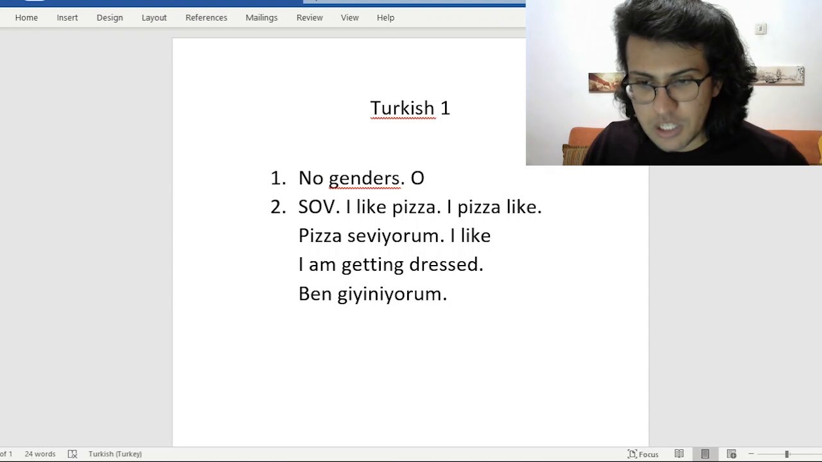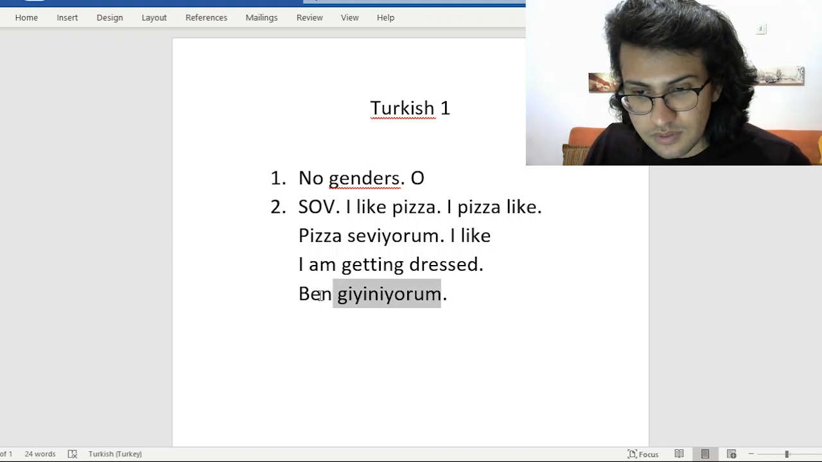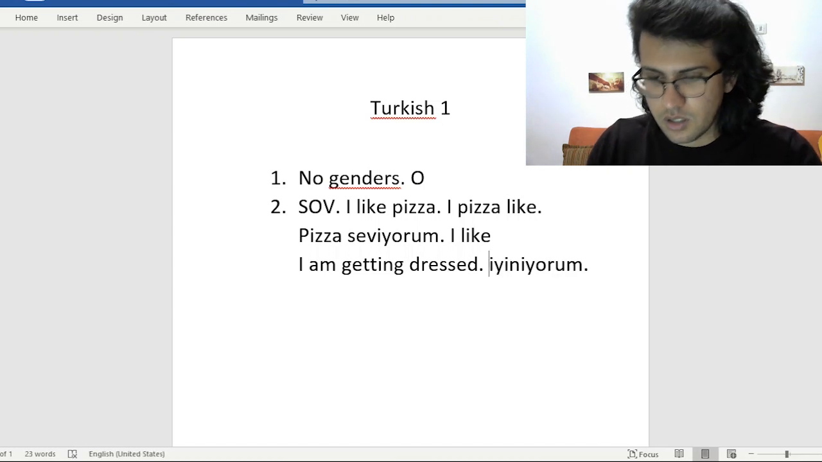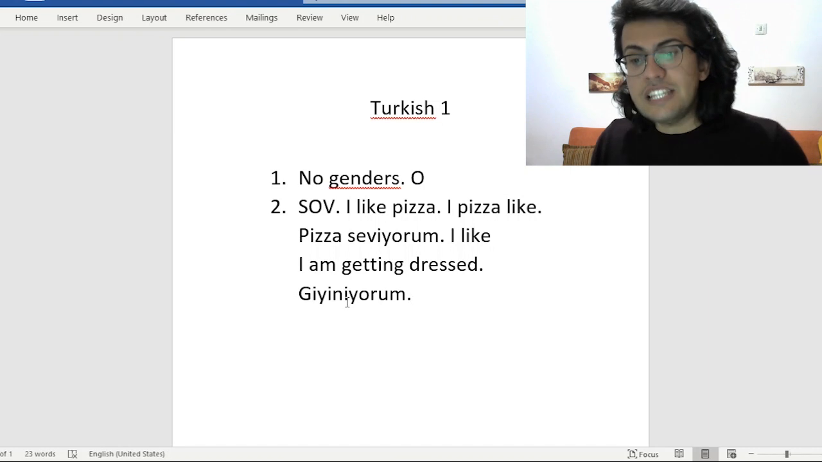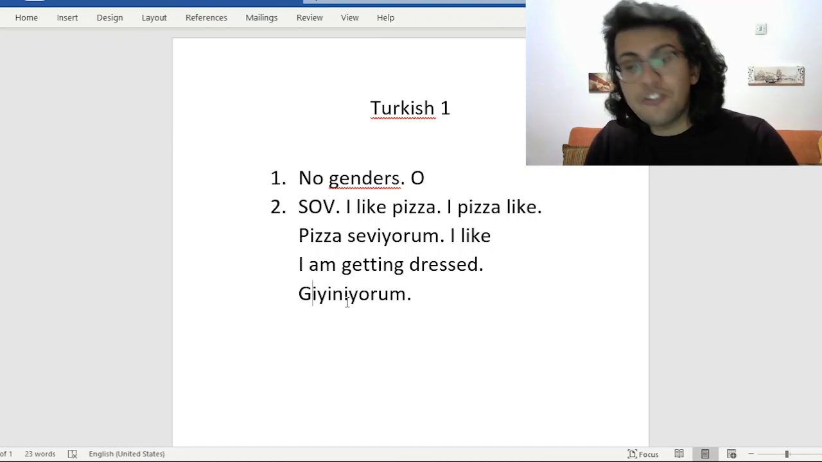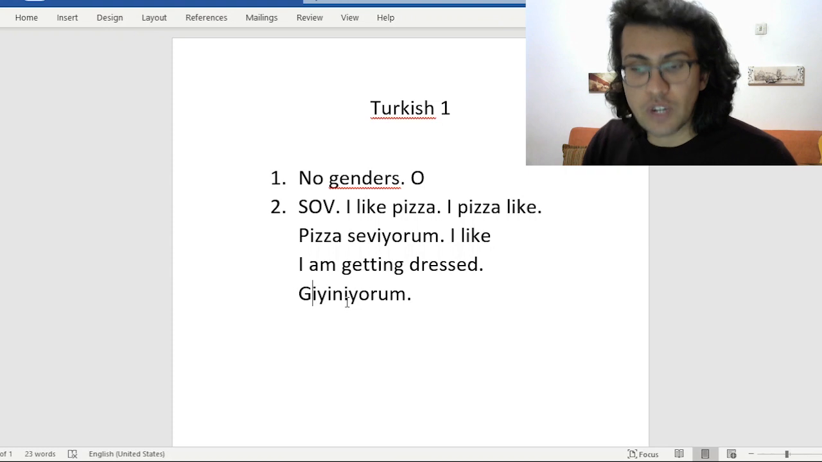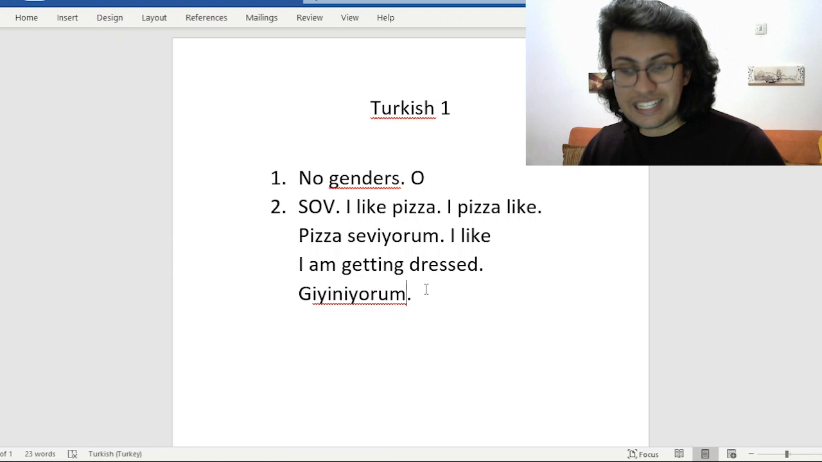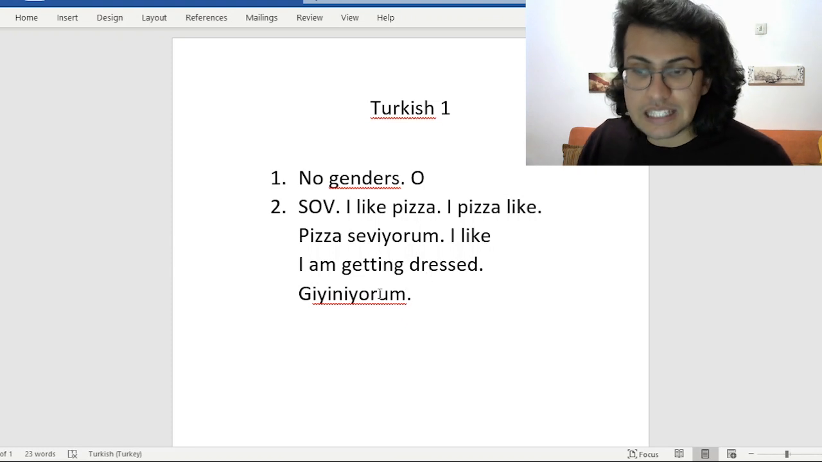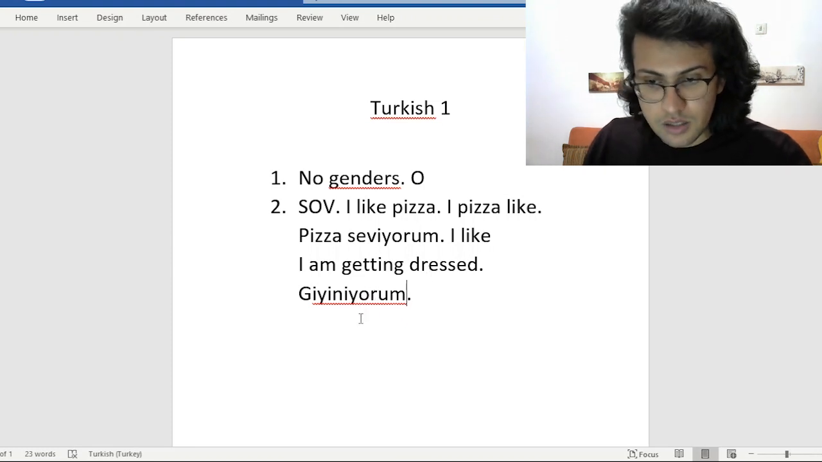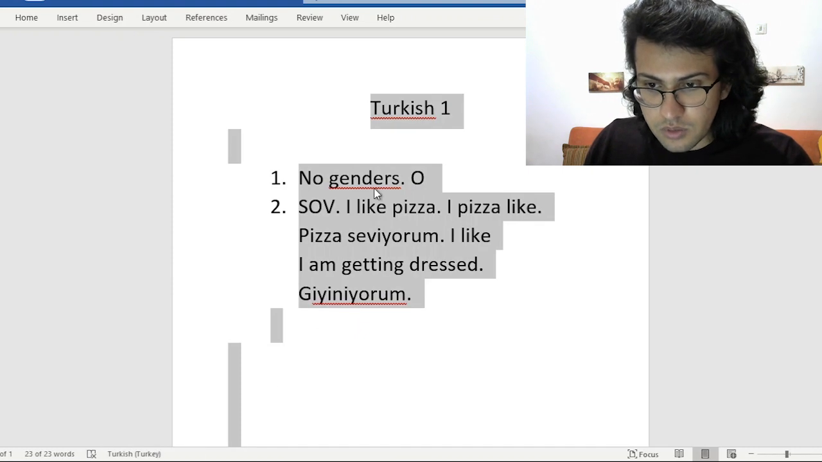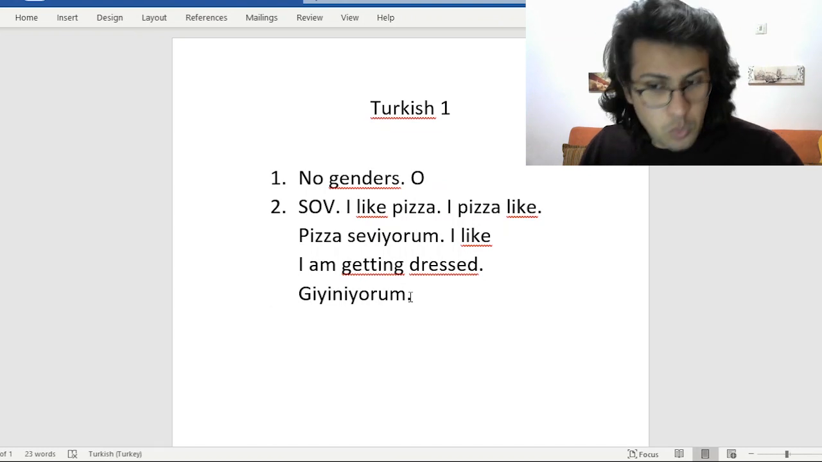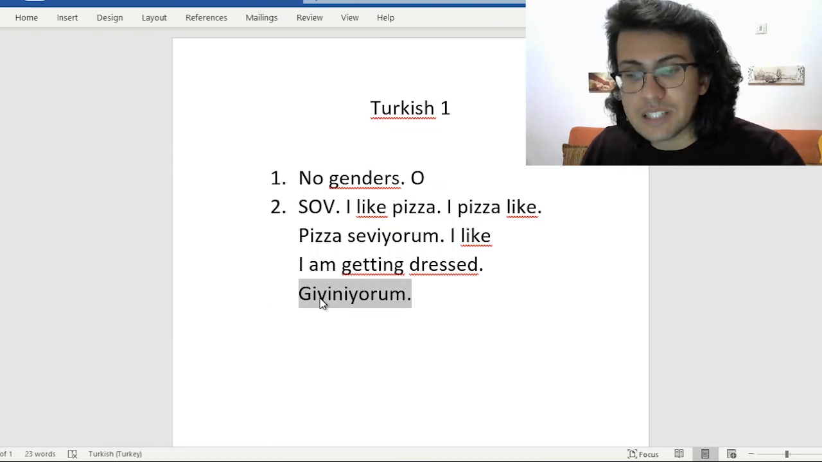And actually, we don't need the ben. Again, giyiniyorum. This in Turkish is sufficient to say I am getting dressed. This includes our verb, our getting dressed, and the fact that we are dressing ourselves. Let me just check that we are doing okay. Yes. So, once again, we were able to create the entire sentence just based on the verb.